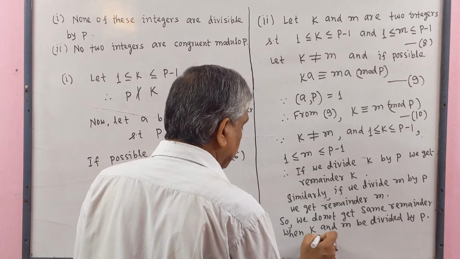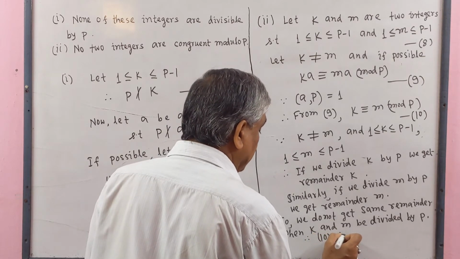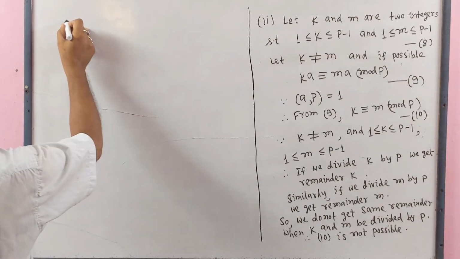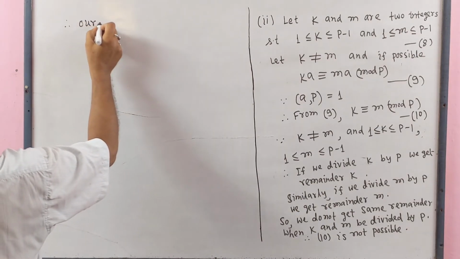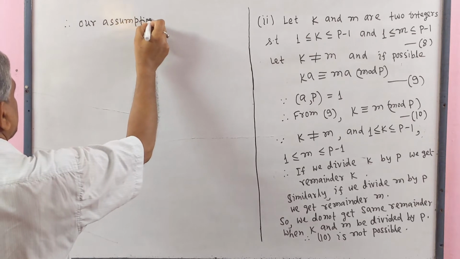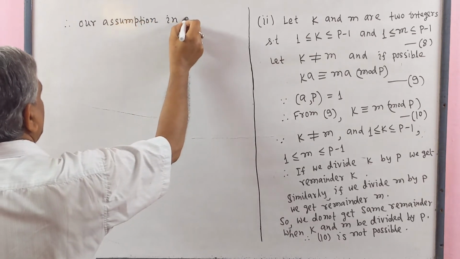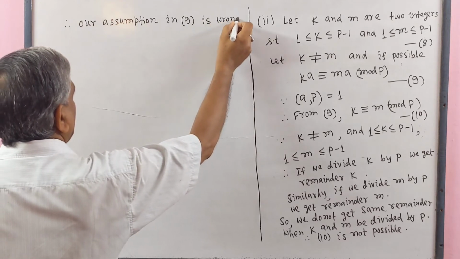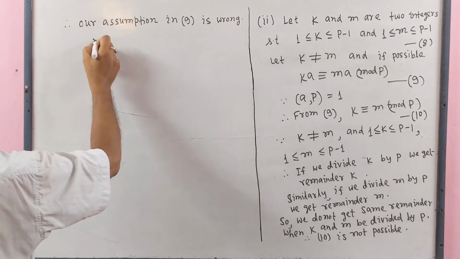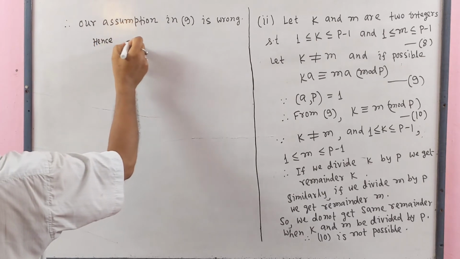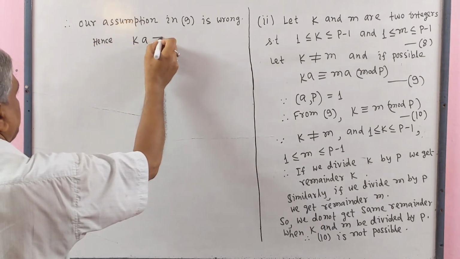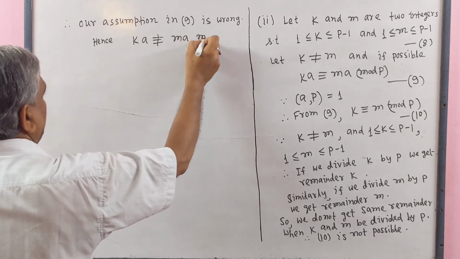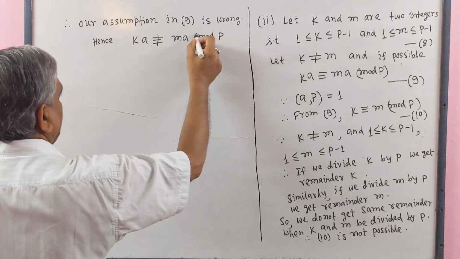Therefore, 10 is not possible. Therefore, our assumption in 9 is wrong. Hence, ka is not congruent to ma modulo p.